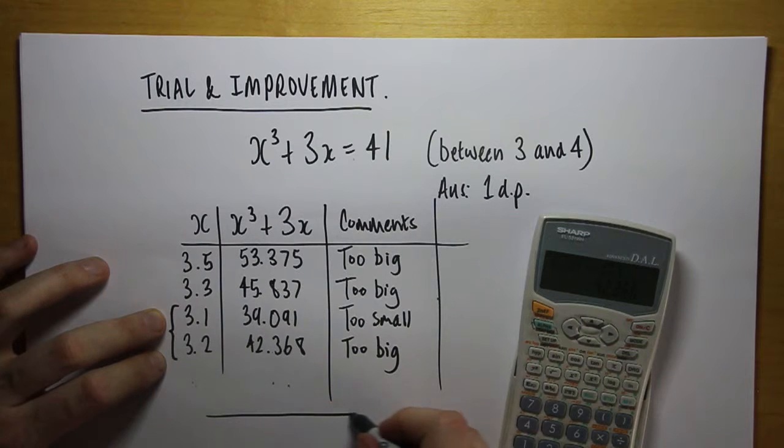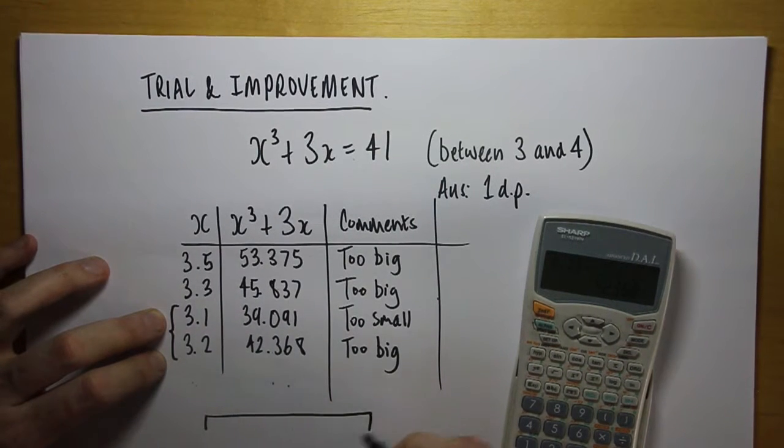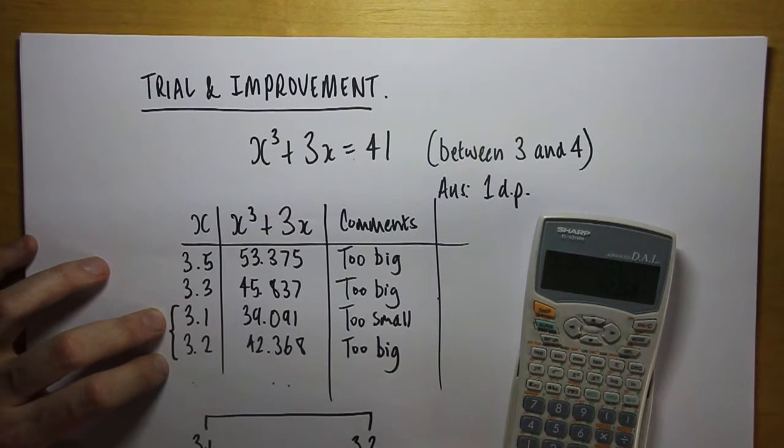I draw a line, and here I use the smaller of the 2 values and the larger on this side, and I find a halfway point. The exact halfway point between these two is 3.15. Now don't worry that this is going to 2 decimal places. That's temporary. This is just going to lead us to choose which one of these is the best.